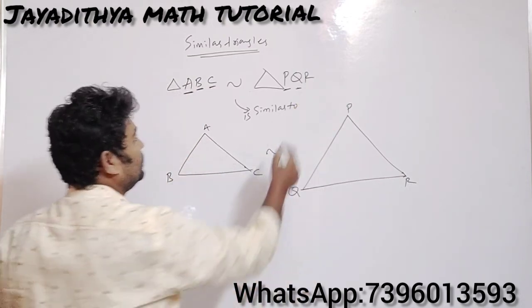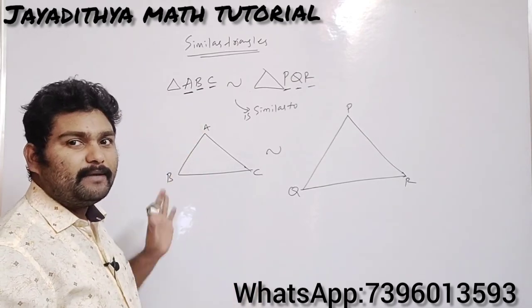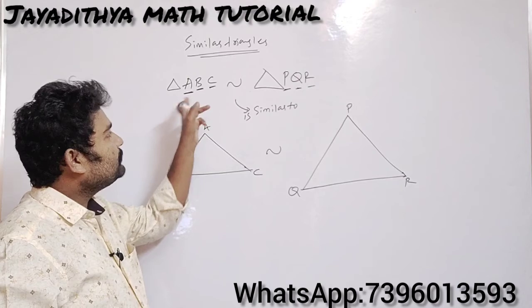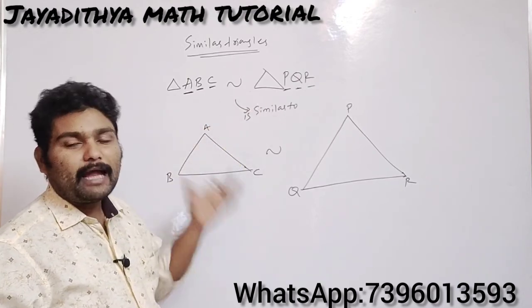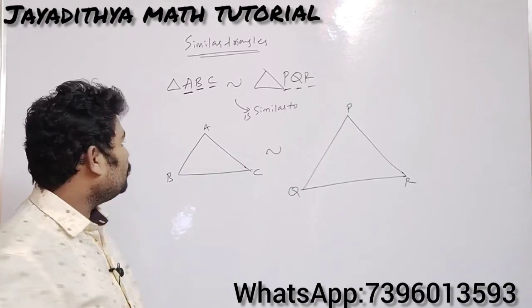Order is very important here. In case of congruency or in case of similarity, the order is very important. If you write triangle BCA similar to PQR, the meaning will be changed. I'll tell you in detail as we go in the class.